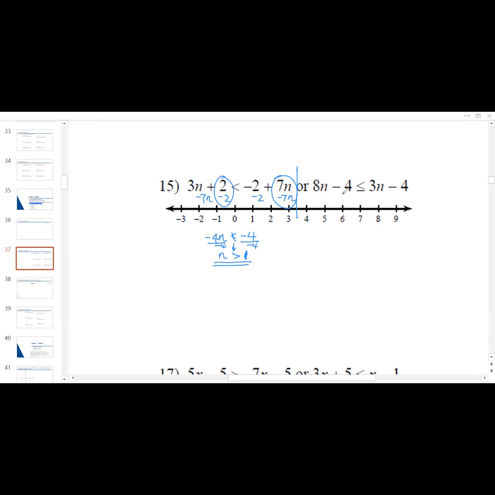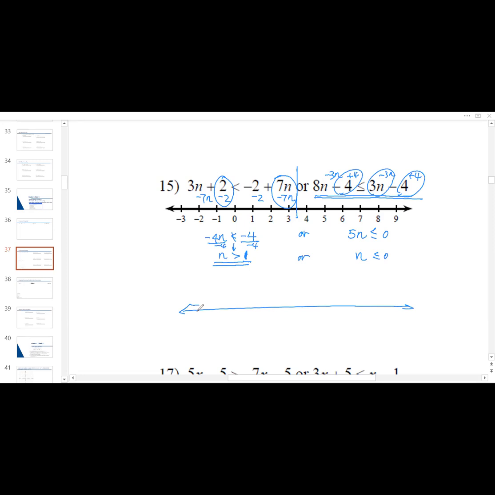See the second part. So both sides -3n, both sides +4. So here became 0, here became 0, here became 0 as well, right? So it became 5n less than or equal to 0. So n less than or equal to 0 divided by 5, right? So you can see here is "or", we put "or" in the middle. So it means n greater than 1 or n less than or equal to 0.